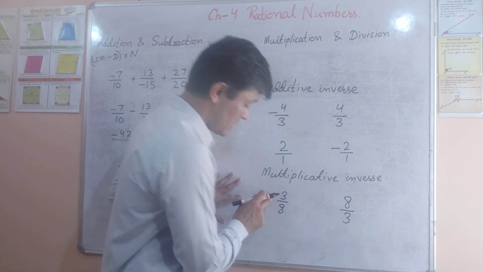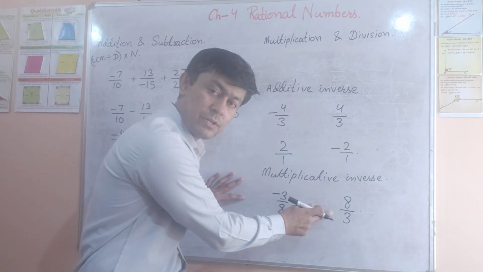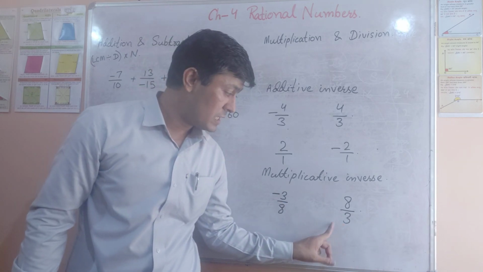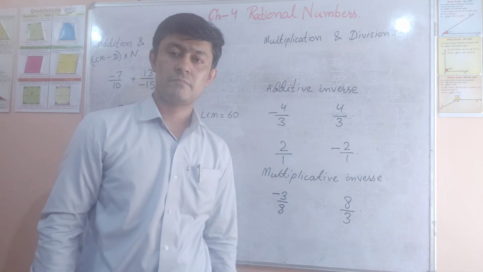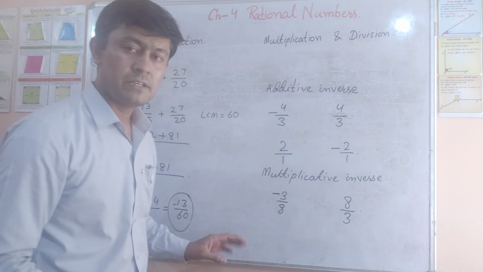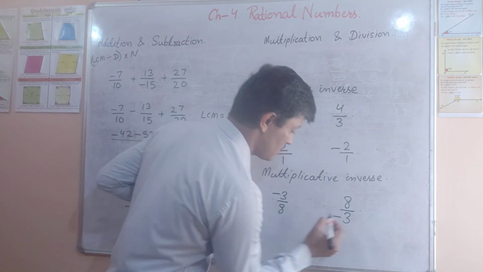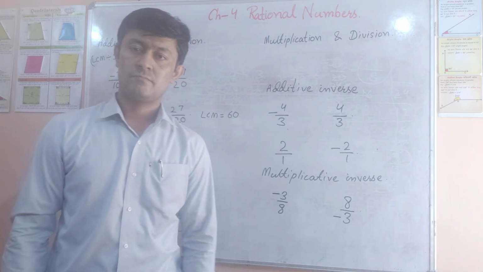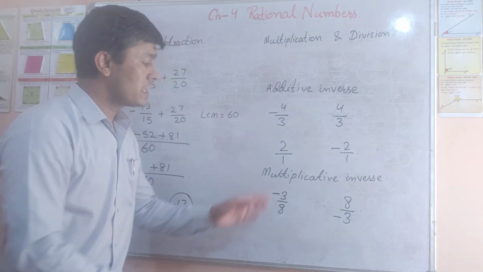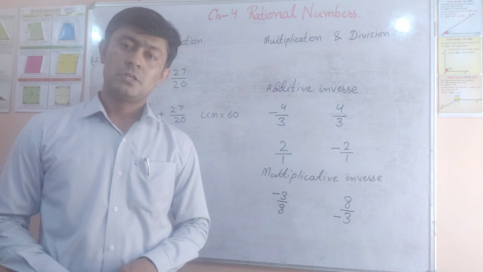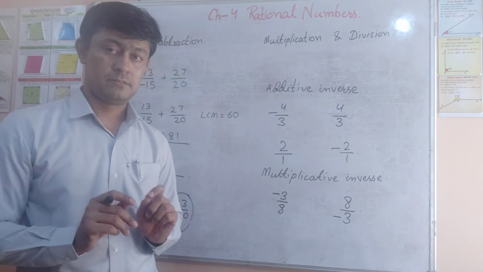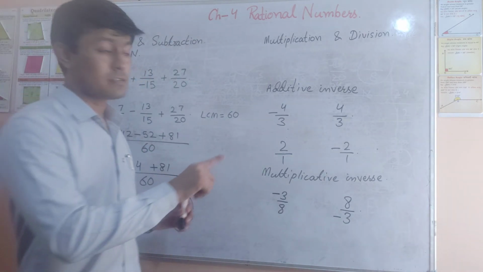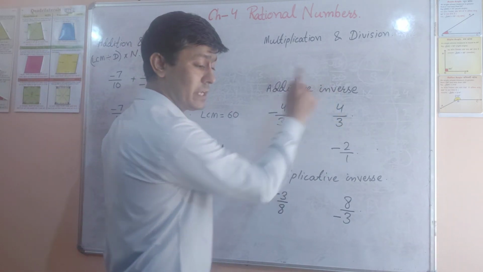Now see, here there is a minus sign so here there will be a minus sign, but here the question arises, where should I write the minus, with the 3, with the 8, or in the middle? It totally depends on you, that doesn't matter where you write it. Minus 3 upon 8, it will become 8 upon minus 3. Just take the reciprocal of it and you will get the multiplicative inverse. Do not change the sign in case of multiplicative inverse. You have to change the sign only in case of additive inverse.